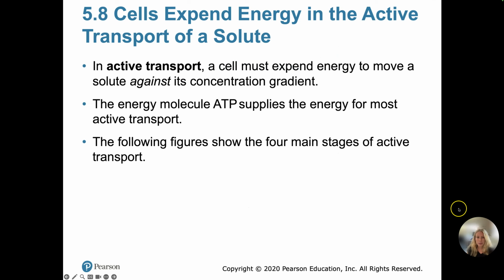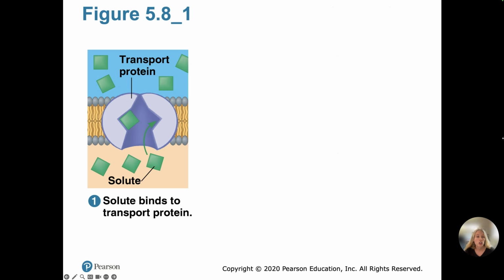Back to our PowerPoint. These next few figures show how active transport occurs in a cell. So we have the plasma membrane here and then a transport protein. This is the interior of the cell. This is the exterior of the cell. The first step is that a solute is going to bind to a transport protein. Notice this transport protein has a square spot that is perfect for these green squares to bind.